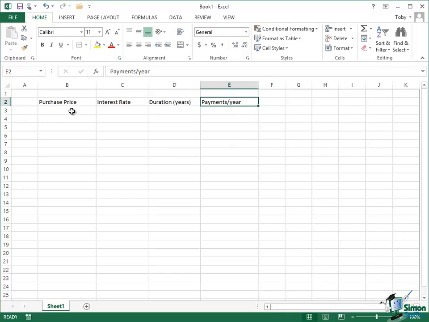Now given those four things, I'll put the numbers in just a moment, what we need to do is to work out the amount of each of those payments. And one of Excel's financial functions does that job for us.